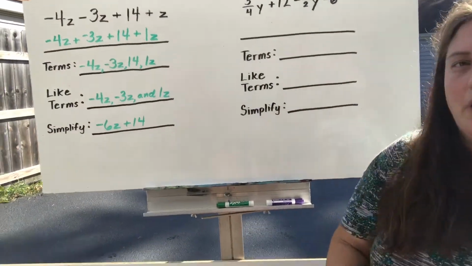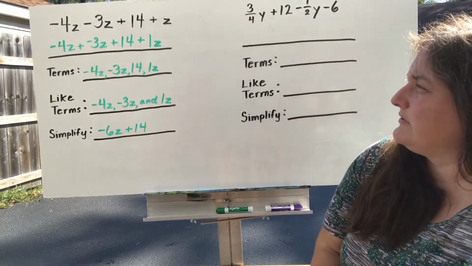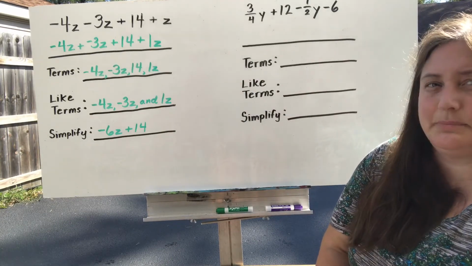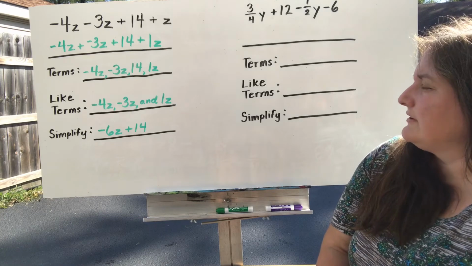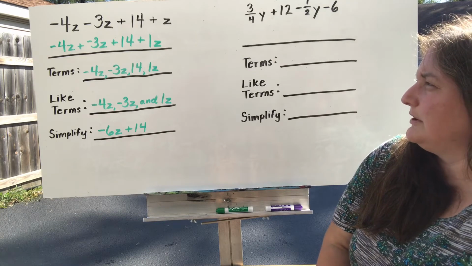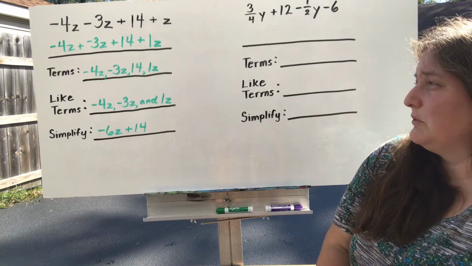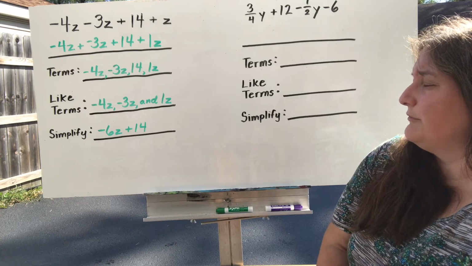Let's look at a couple more. So here's one that I did earlier, negative 4z minus 3z plus 14 plus z. I've changed this into addition. It's negative 4z plus negative 3z plus 14 plus 1z. So my terms are negative 4z, negative 3z, 14, and 1z.